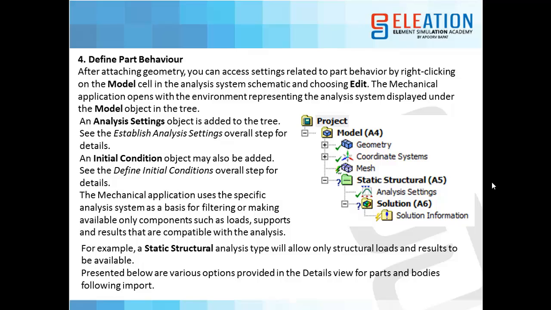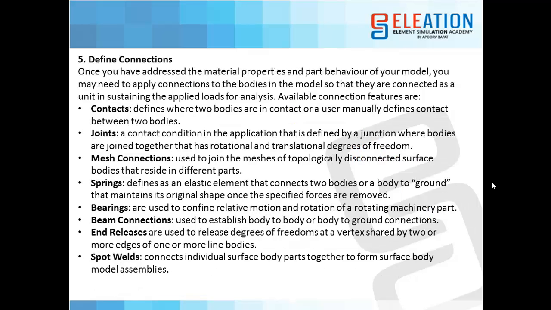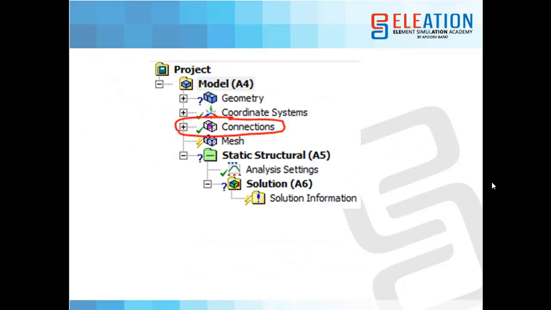What are the cross sections and what are the different connections in my model. Then we define different types of connections. We have contact joints in ANSYS 17.0, then mesh connections, springs, bearing, beam connections. So we define different types of connections as per my requirement of the object. You can see in the connection model.